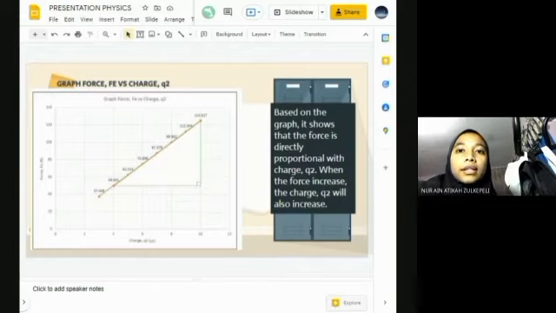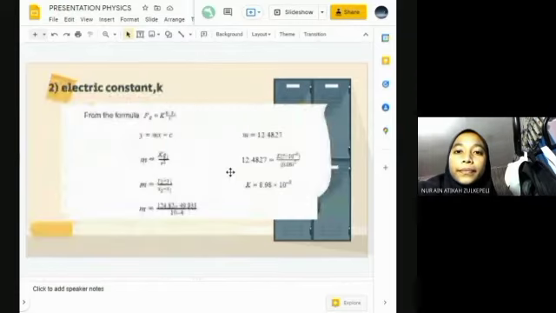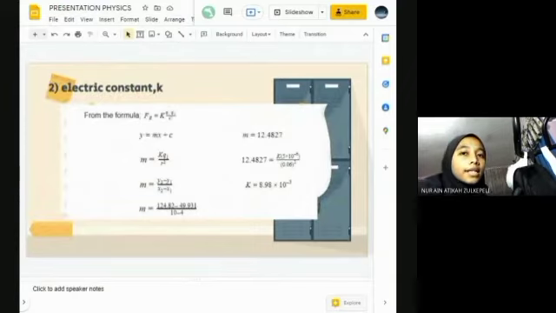Here is the graph of force Fe versus charge Q2. Based on the graph, it shows that the force is directly proportional to charge Q2. When the force increases, the charge Q2 will also increase. Next. So here is the second question, which is to find the electric constant K.